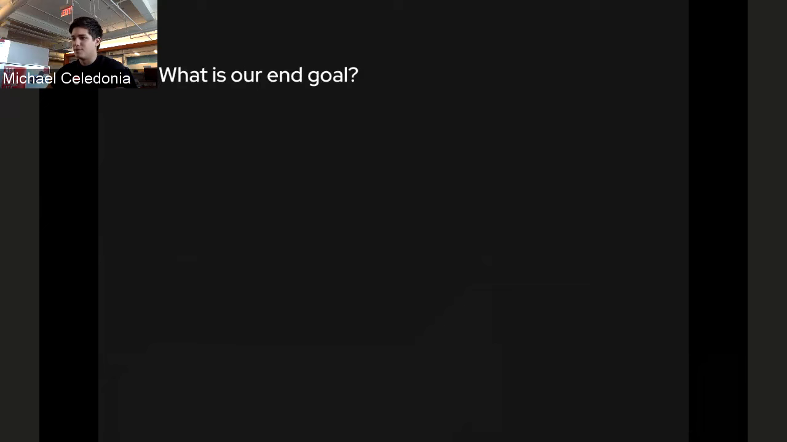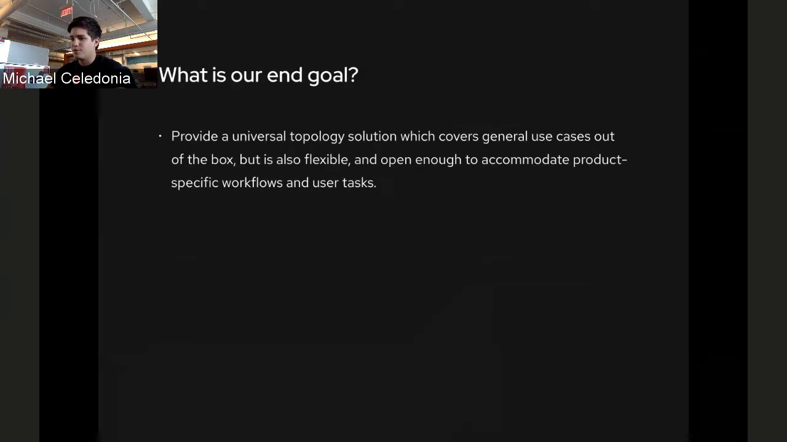So what's our end goal? You probably were able to tell from the last slide, but we want to provide a universal solution which covers general topology use cases out of the box, but is also flexible and open enough to accommodate product-specific workflows and user tasks. In other words, we want to provide a strong foundation that works well out of the box, but is also simple and efficient for products to build their product-specific workflows and experiences on top of it.